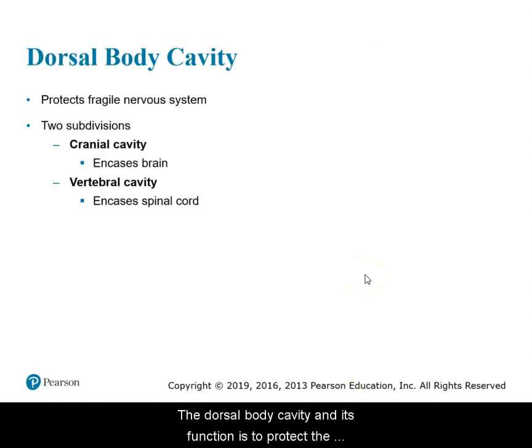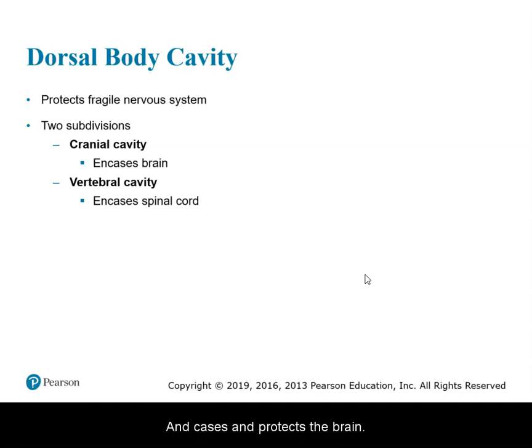The dorsal body cavity's function is to protect the fragile structures within the nervous system. And we have two subdivisions within the dorsal body cavity. We have the cranial cavity. We talked about cranial meaning towards the head. So the cranial cavity encases and protects the brain. The vertebral cavity actually encases and protects the spinal cord.